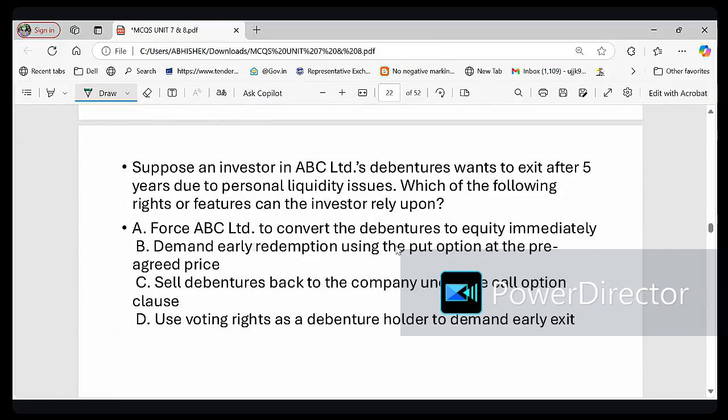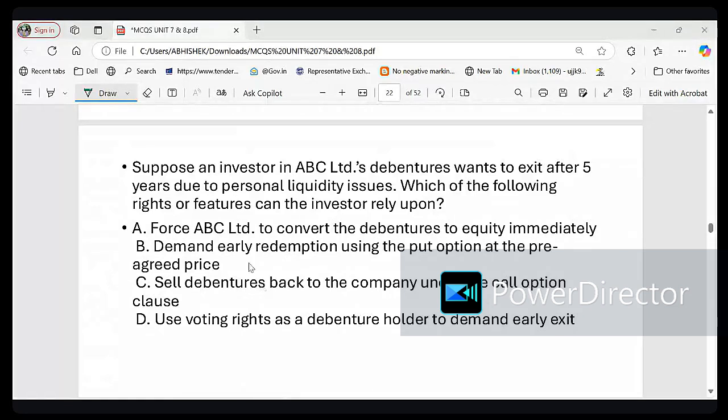Option A: force ABC Limited to convert the debenture to equity immediately. Option B: demand early redemption using the put option. Option C: sell the debenture back to the company under the call option clause. Option D: use voting rights as a debenture holder to demand early exit. What do you think? Very good. So now answer this question.